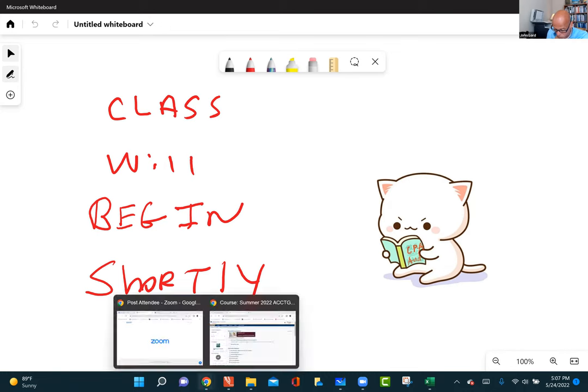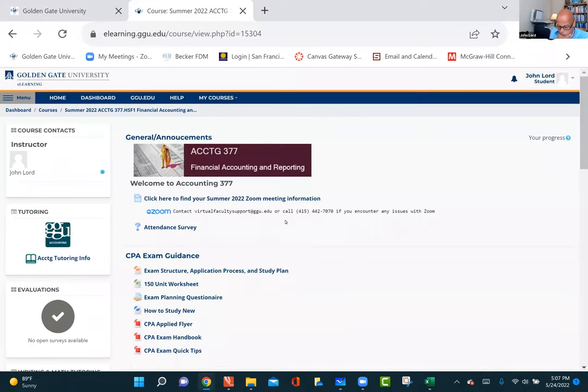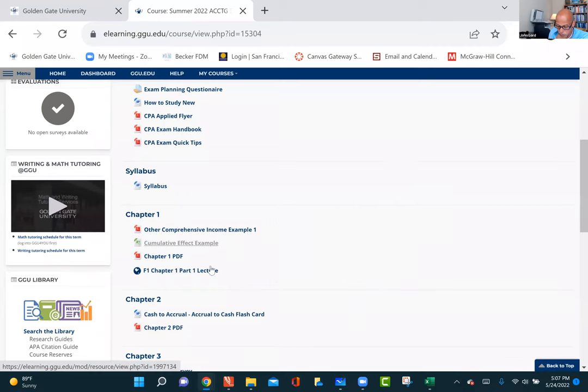I want to point out a couple of things on e-learning that we're going to be using this evening. You can see there's a PDF here called Other Comprehensive Income, Example 1. There's really only one example for Other Comprehensive Income. And then we'll have a cumulative effect, which is an Excel file that I'll be going through a little bit later. So I'm thinking that'll happen after the break. You may want to go ahead and at some point download those so you have them available on your screen as I'm going through them together with the class.